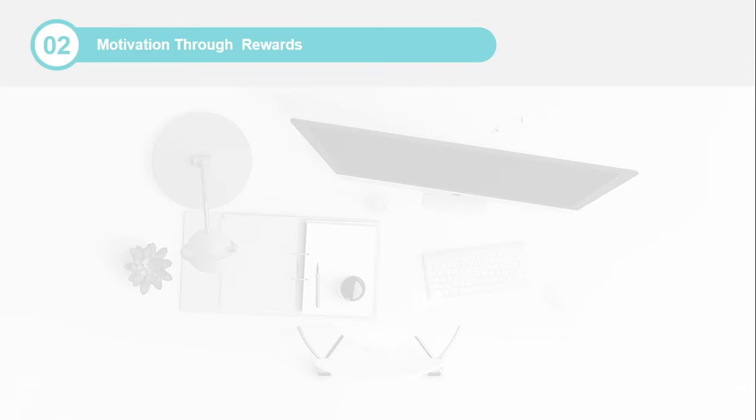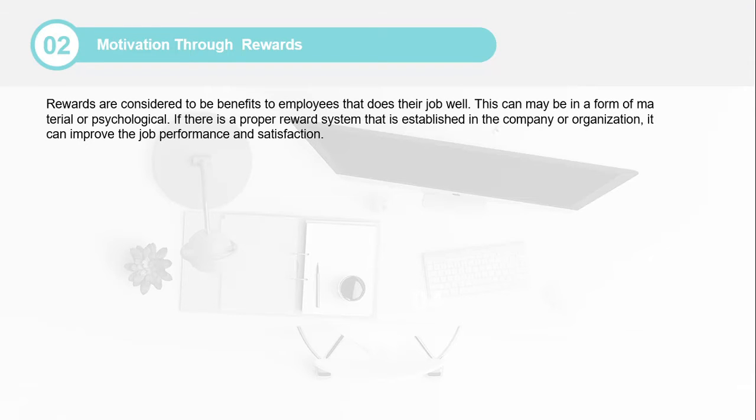Next is motivation through rewards. Rewards are considered to be benefits to employees that do their job well. This can be in the form of material or psychological. If there is a proper reward system established in the company or organization, it can improve job performance and satisfaction. There are two categories of rewards.